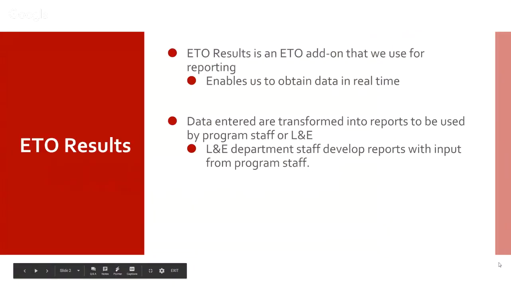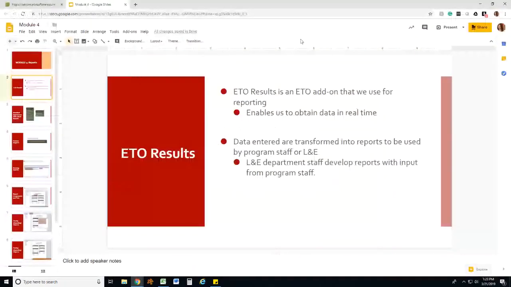ETO Results is the add-on tool to ETO that we use for real-time reporting. Data entered into ETO are transformed into reports in ETO Results that are later used by program staff or the L&E team. The L&E department staff develop reports with input from program staff. So let's look at some reports in ETO.